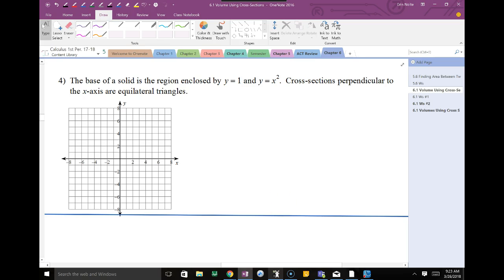This one is more involved, but it's not a terrible one. Make sure you get this example when you come back. Okay, so we're going to start by drawing the base.